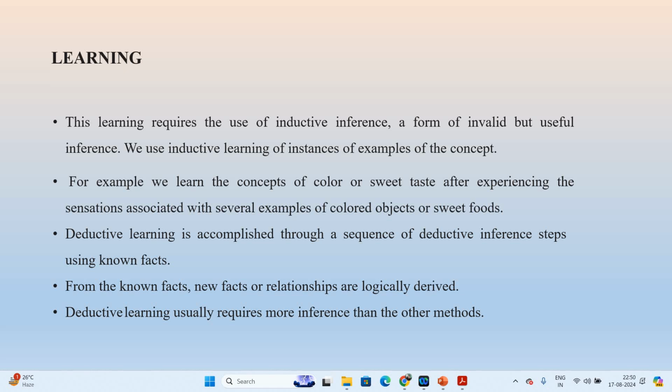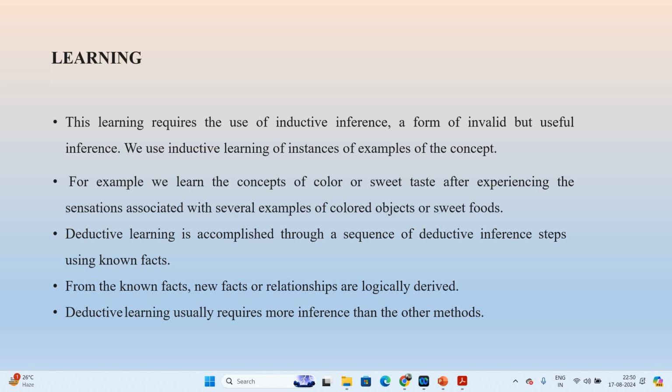And what is deductive learning? It is accomplished through a sequence of deductive inferences using known facts. From the known facts, new fact relationships are logically derived. Deductive learning usually requires more inference than the other methods. So all this is from analogical learning only. So it requires some inductive inference.